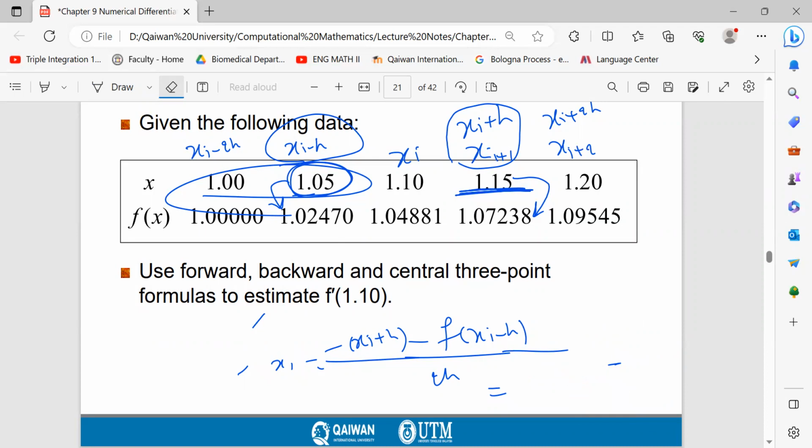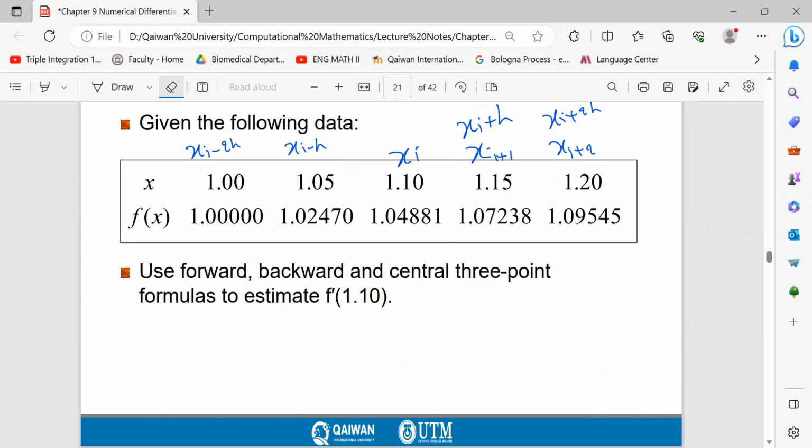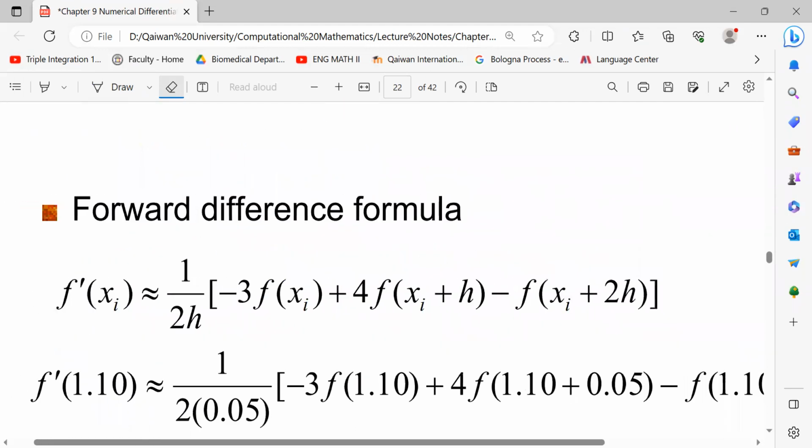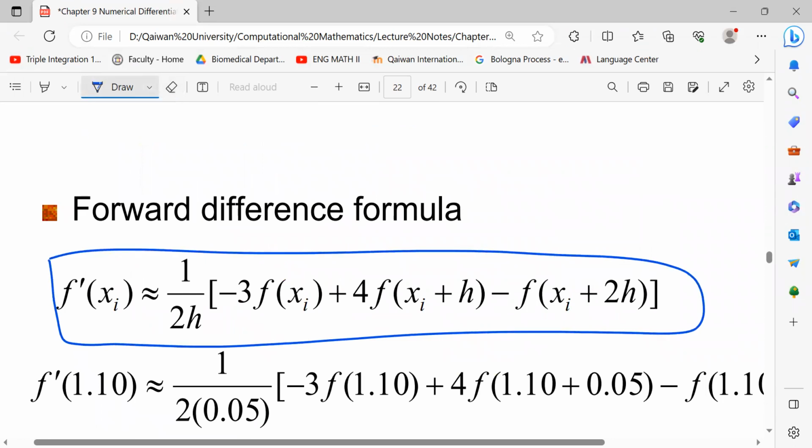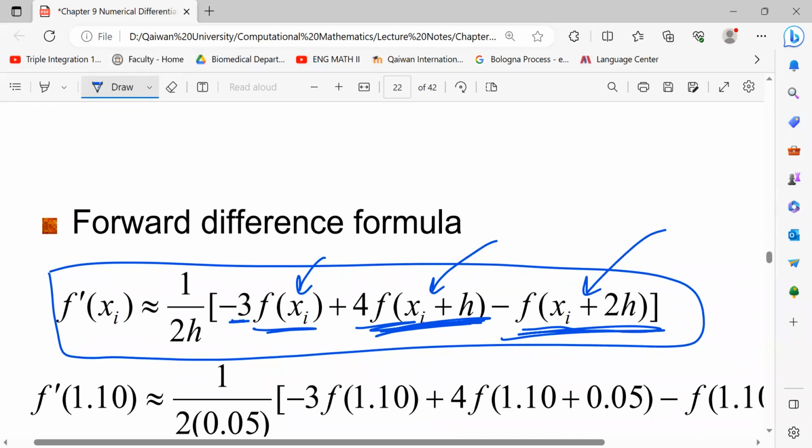Then, for forward and backward of 3 points, look, for forward, we have this formula. This is F prime of forward. This forward difference formula of 3 points is 1 over 2H times minus 3 F of XI plus 4 F of XI plus H minus F of XI plus 2H. We already selected what's XI, what's XI plus H, and what's XI plus 2H. Okay? We just pick the image of these points in the table, and you plug them in here, you get the result.